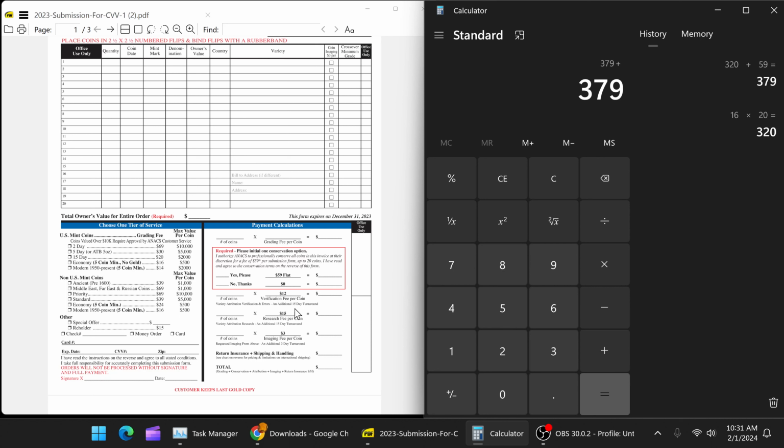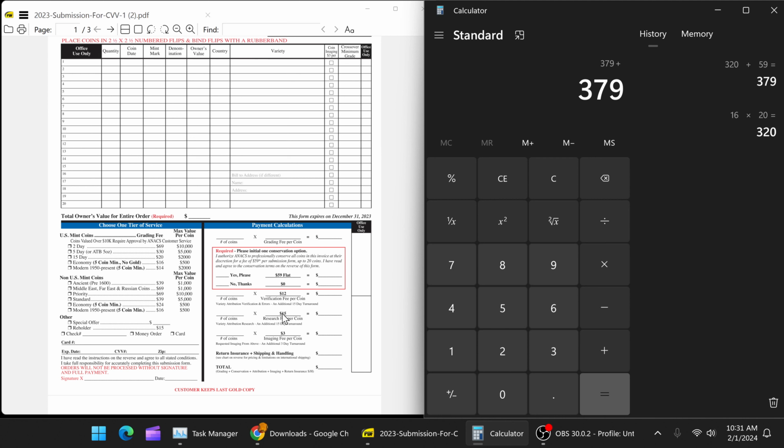Okay, so verification is basically, as I understand it, for you the submitter to identify the variety or error in this section here. So you would put misaligned die, obverse, repunched mint mark, whatever you're going to put here, right?